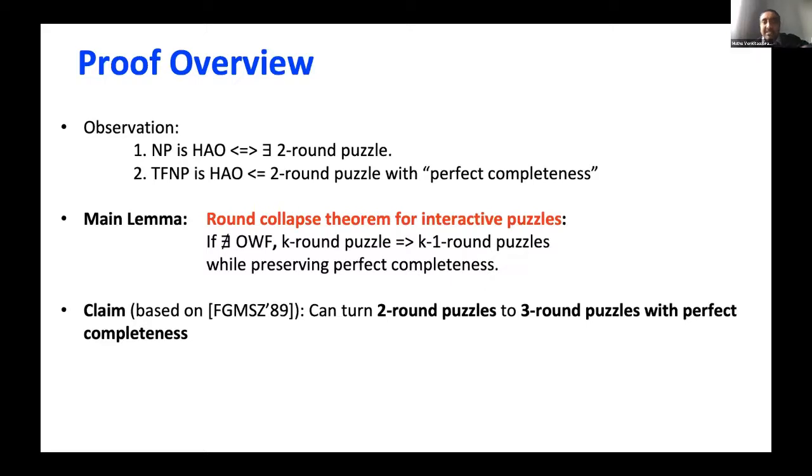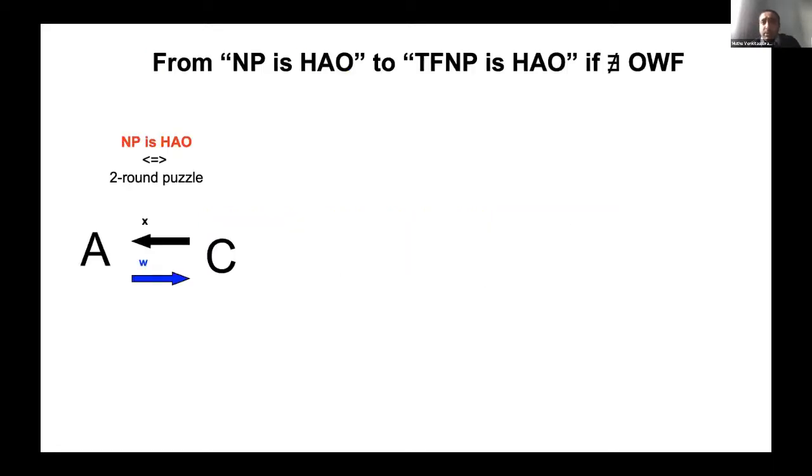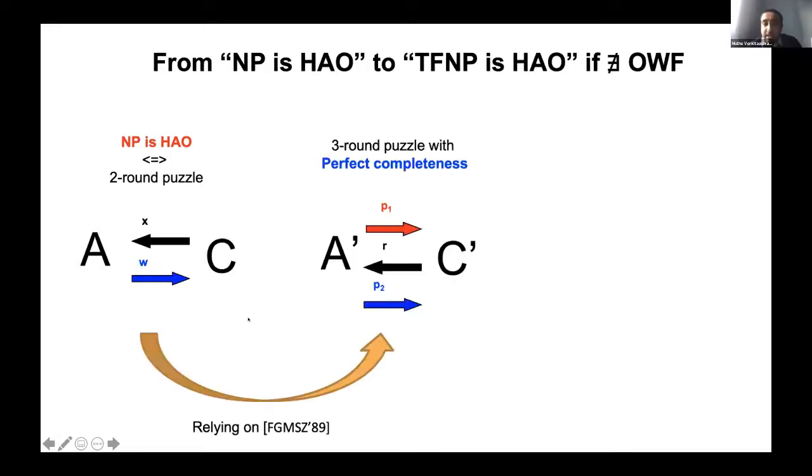So let me just tell you how, by combining these ideas, we get our main theorem, and that is going to be my last slide. We want to show that if one-way functions don't exist, then starting from average case hardness of NP, I can get average case hardness in TFNP. As I mentioned before, if NP is hard on the average, there exists a two-round puzzle, possibly with imperfect completeness. Now, applying the Furer et al. extension, we can show that there is a three-round puzzle with perfect completeness.